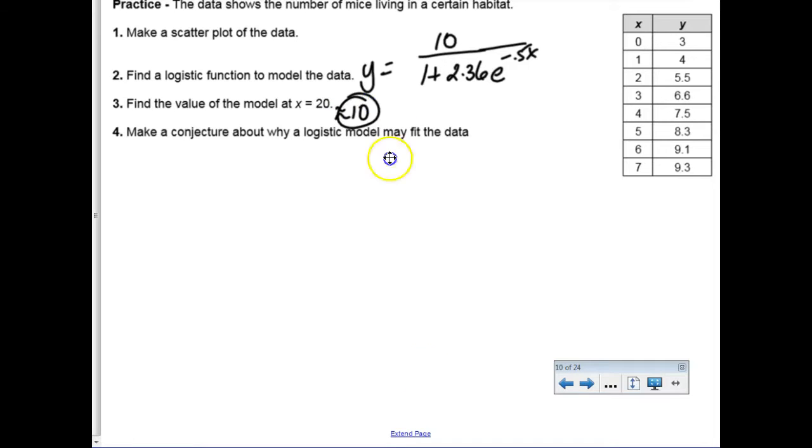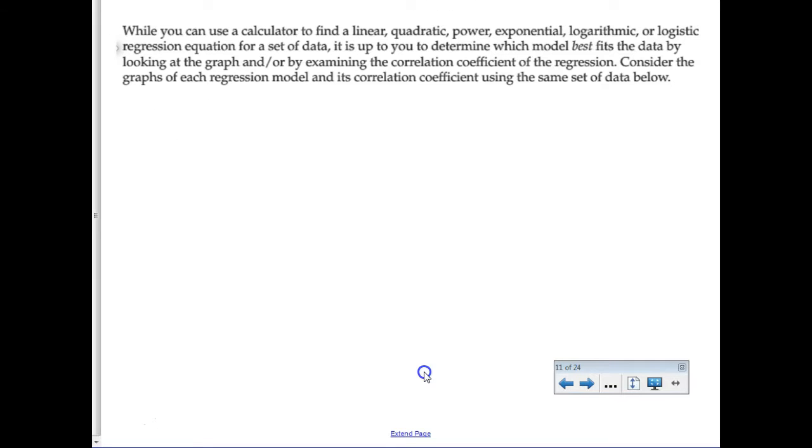So then the question is, make a conjecture about why the logistic model may fit the data. Without really looking at the scatter plot, there's an overarching reason that should have told me it's a logistic growth question, and the reason is it's a nature problem. Anytime it's a nature problem having to do with the population of something, it's logistic growth. But like I said, on your test, you don't have to do any guessing and checking. The reason they brought up that question is because of this hot mess.